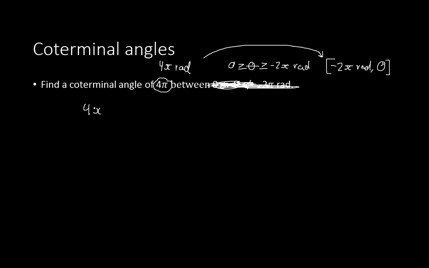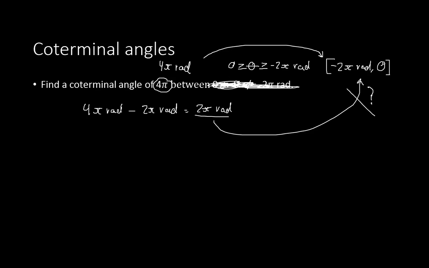So 4 pi radians minus 2 pi radians is exactly 2 pi radians. Now, is 2 pi radians within this range? The answer is no, it isn't. Why? This one is positive 2 pi. There's no such thing as positive 2 pi radians in this range, because this range only involves negative 2 pi radians until 0. So no, let's continue and subtract it.